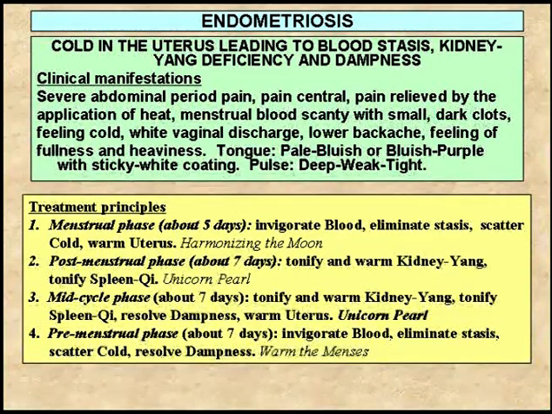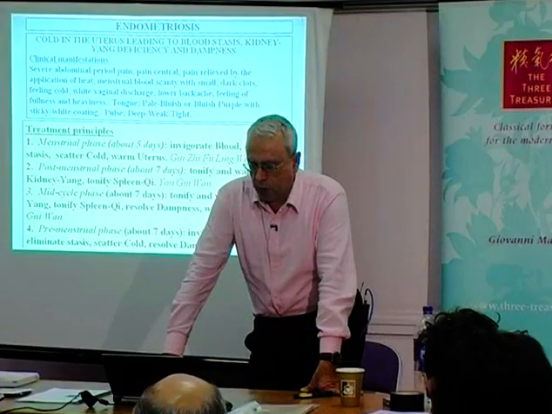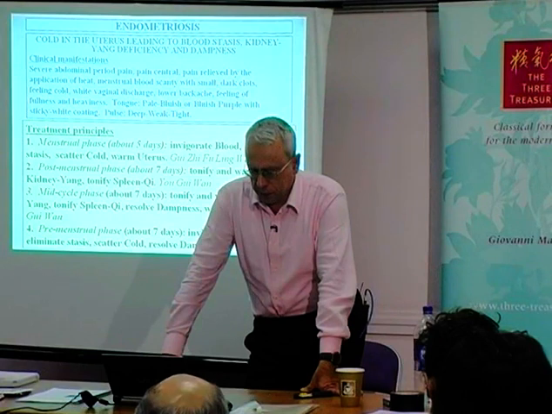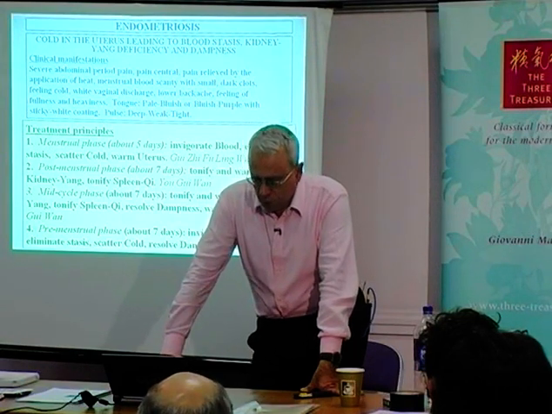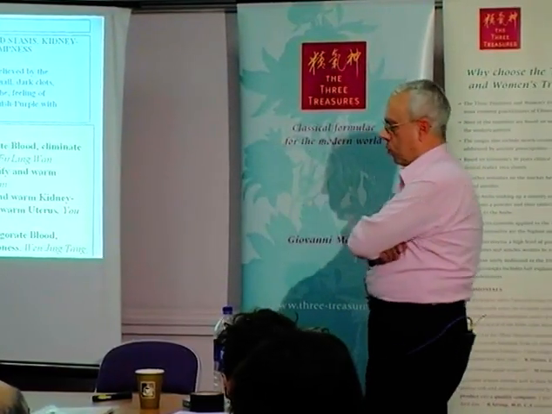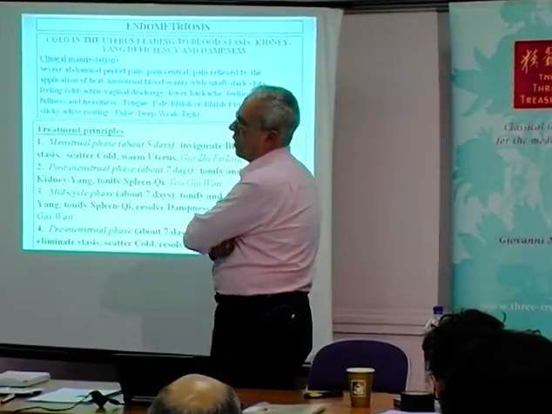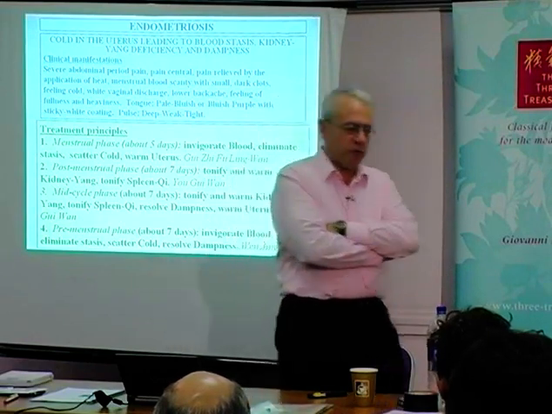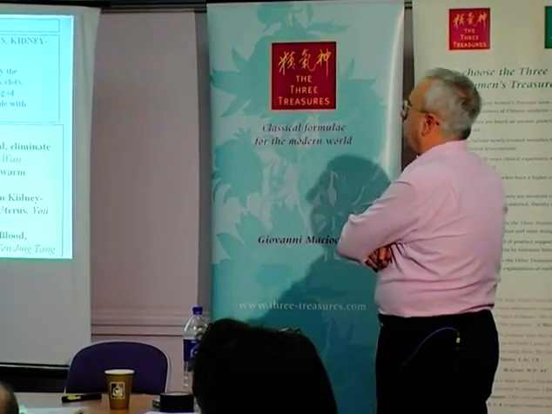So, how do we change the treatment? In phase one, we use harmonizing the moon. Phases two and three, the same. We use unicorn pearl. Phase four, we use wenjing tang, which is warm the menses. Instead of harmonizing the moon, warm the menses, which warms the uterus and expels cold from the uterus. So I repeat, phase one, harmonizing the moon. Phases two and three, unicorn pearl. Phase four, warm the menses.